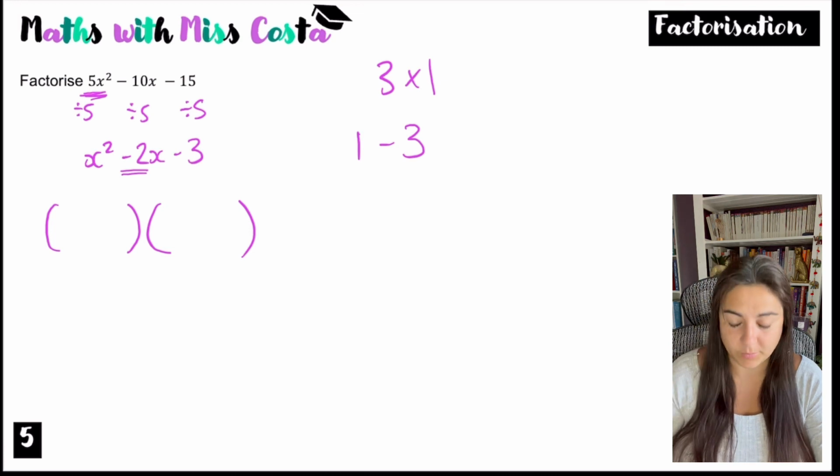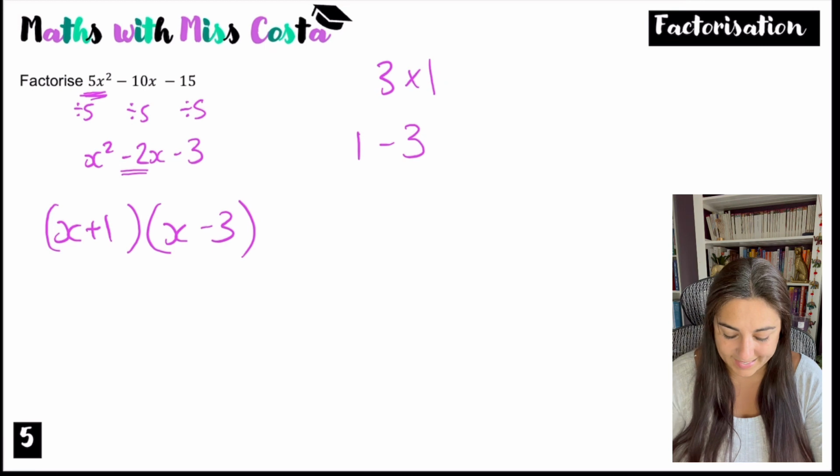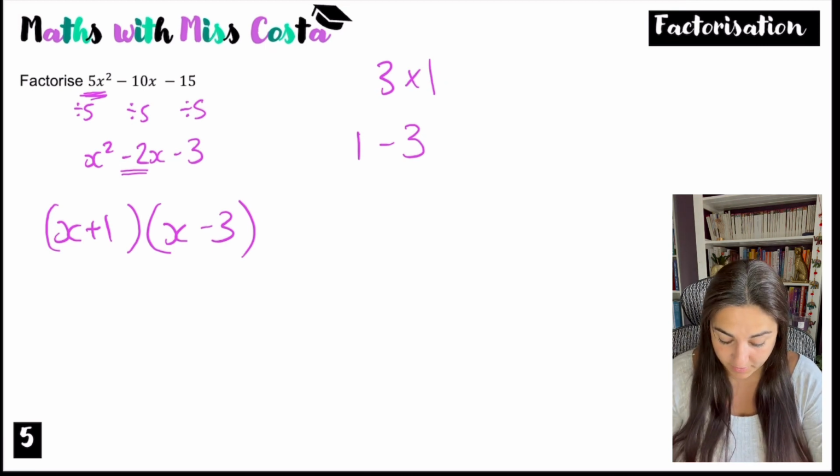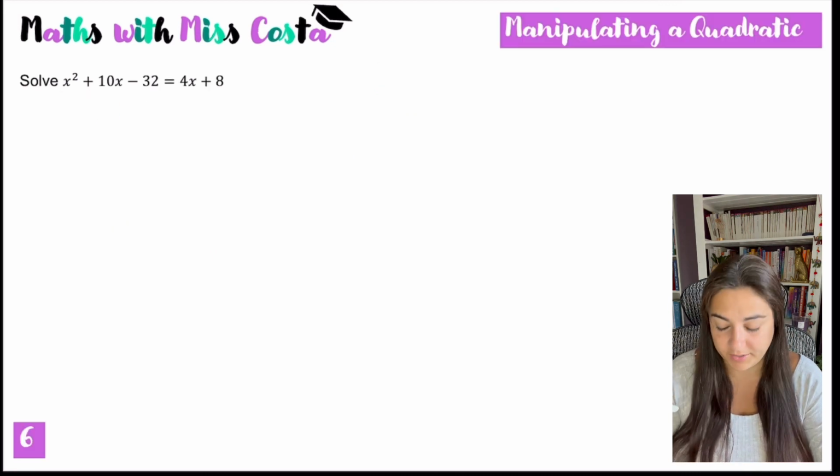Or -3 plus 1. So (x + 1)(x - 3). The key here really is acknowledging that you can simplify it. You can divide each part of the expression by the coefficient of x squared. If not, then use the quadratic formula.